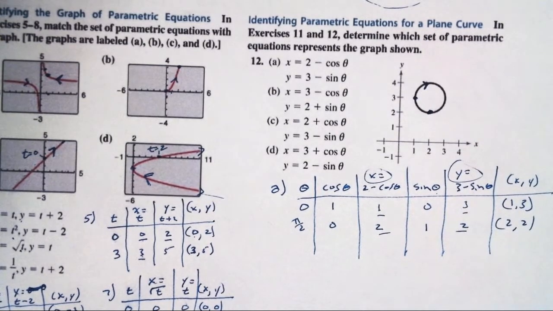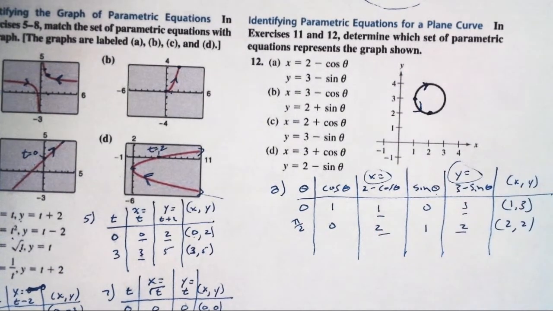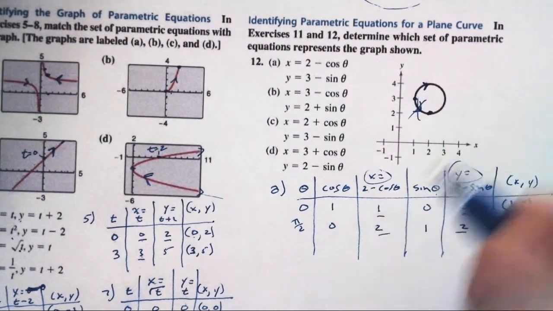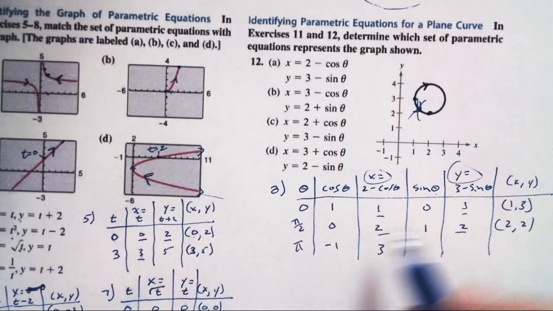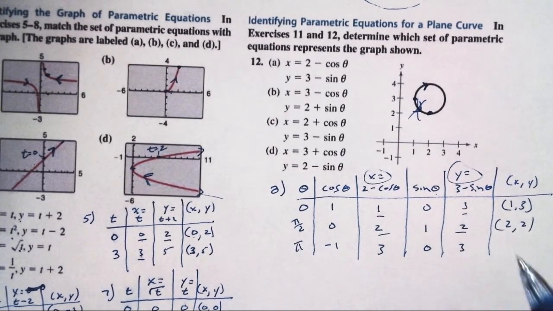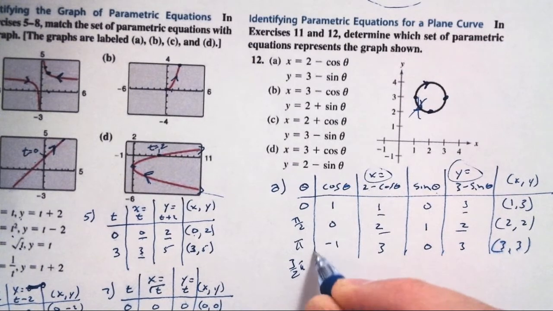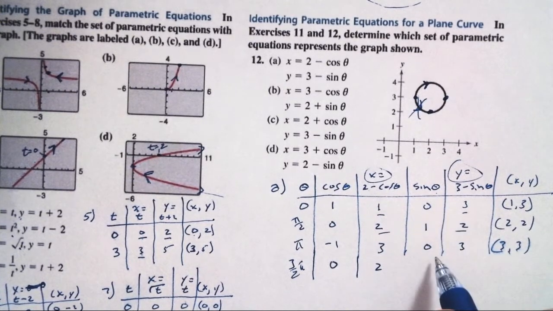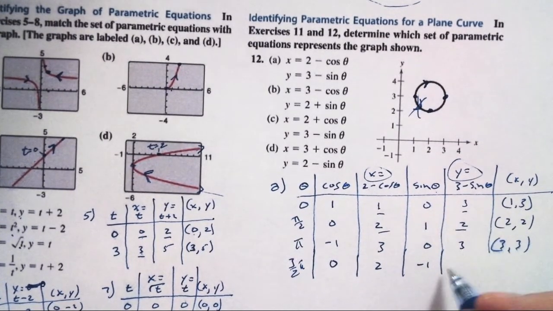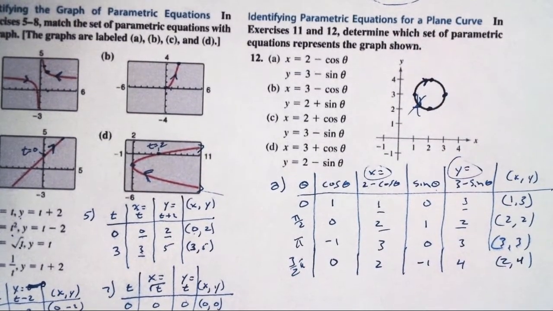It's on there. However, I'm a little bit concerned that we've only moved a little bit. It appears like we're moving in that direction. If we continue through, and that would be bad. If we continue through this, pi, cosine of pi, negative 1, 2 minus negative 1, 3. Sine of pi, 0. 3 minus 0, 3. We get the point 3, 3. Which is great. It's on the circle. Wrong orientation. And 3 halves pi, cosine is 0. 2 minus 0 is 2. Sine of 3 halves pi is negative 1. 3 minus negative 1 is 4. And we get 2, 4, which is here, but its orientation isn't any good.